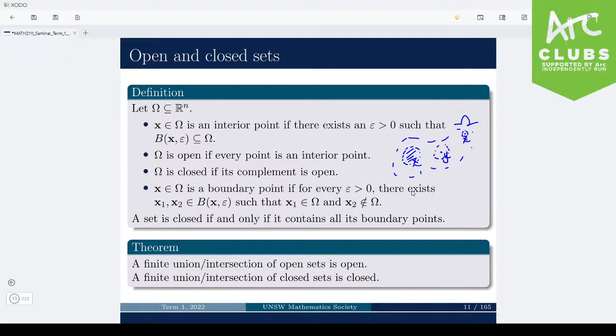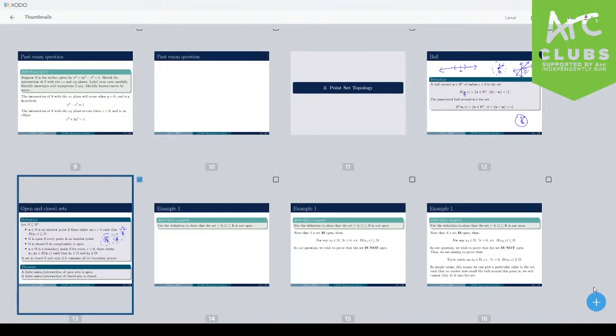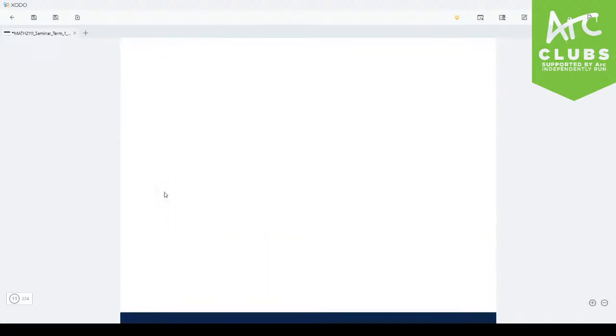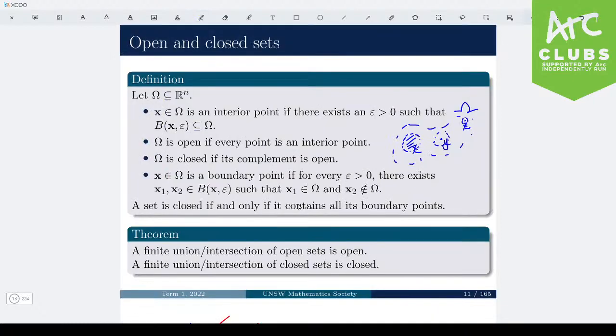Now, the set omega is closed if its complement is open. Okay, so what does that mean? It's kind of like a cop-out definition. For example, I'll add a new page and draw another example. So edit pages, insert a page. Okay. So for example, again, a new set, I'll maybe call it omega dash points, because for example, in this blue set here, if I chose a point on its boundary, it's not an interior point, because no matter how small I draw the ball, part of it will be on the inside, but the other part of it will always be on the outside of your set. Okay.